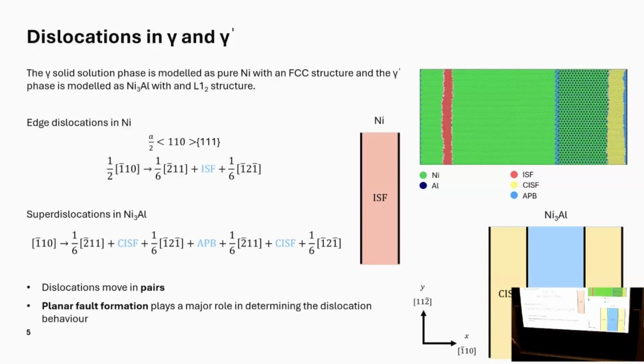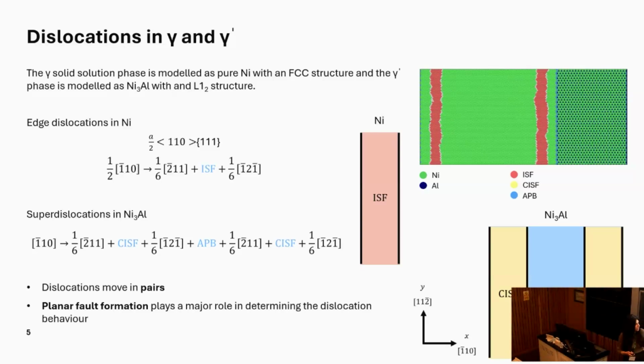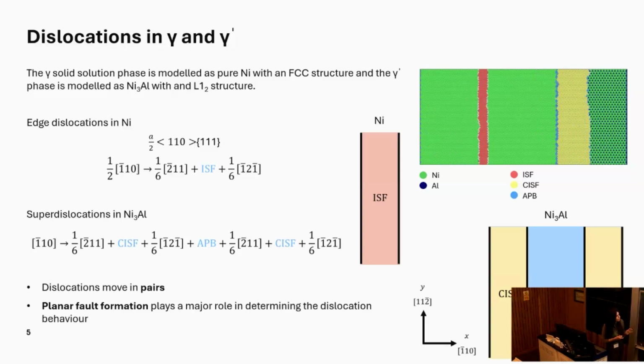Because we would like to look at how dislocations in nickel interact with a precipitate phase, we consider a two-phase system as well. And there, this becomes a bit more complicated.